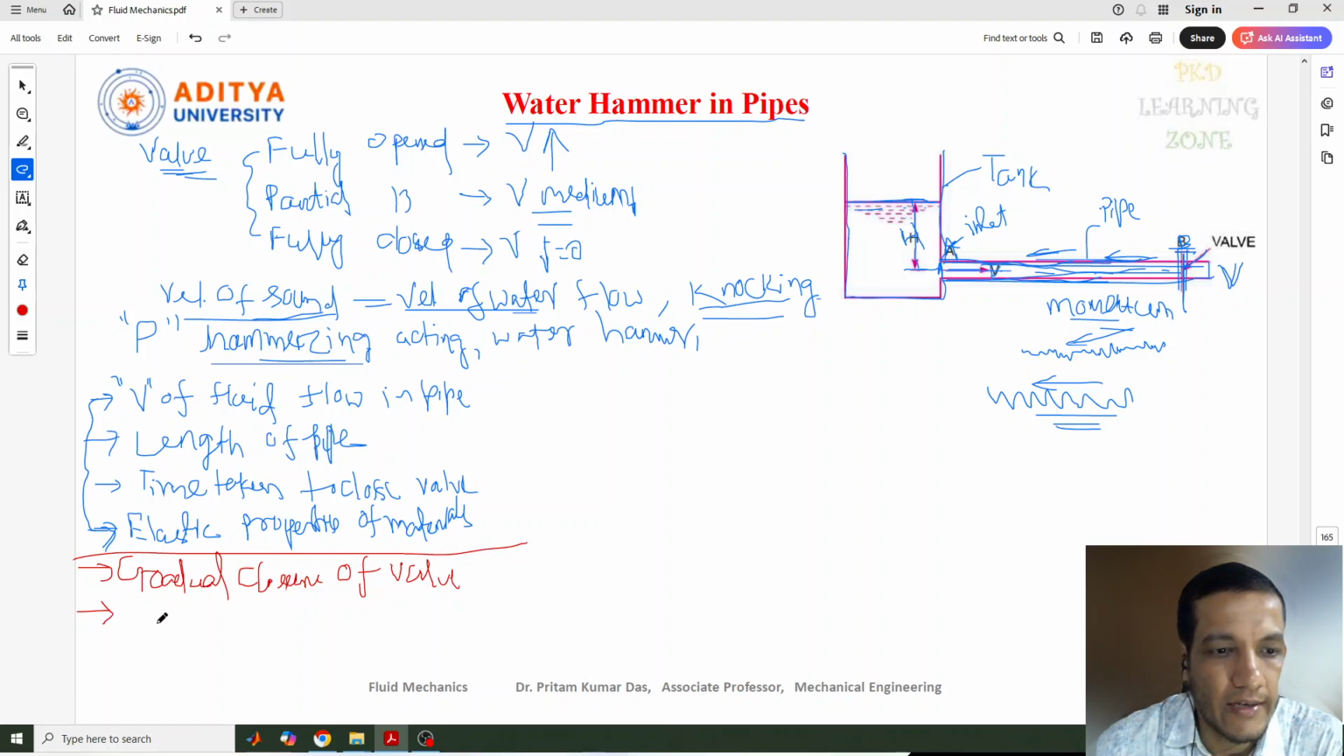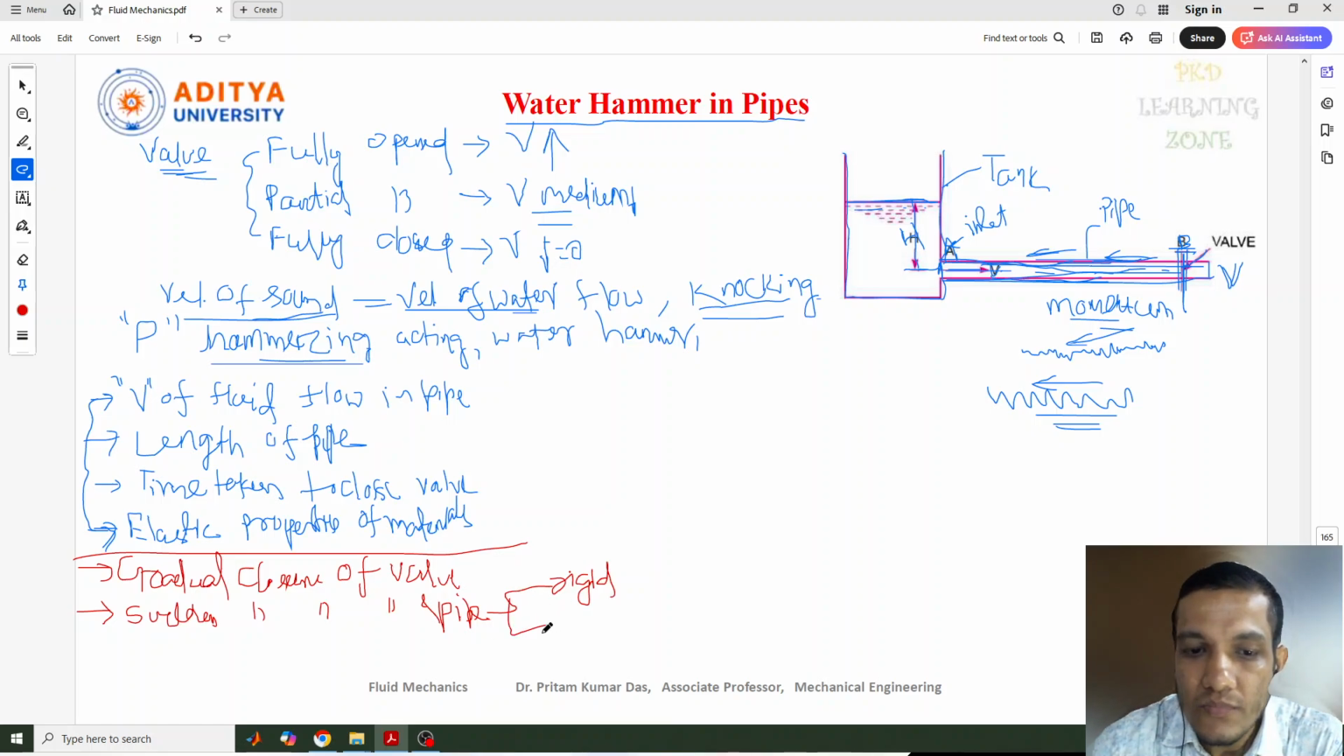And the second one, I can write, sudden closure of the valve, if you are suddenly closing the valve. And also we need to consider the pipe properties. In the pipe properties, two things will be there: whether the pipe is rigid, if it is the rigid condition, what will happen? And if the pipe is elastic, then this is one more condition. So these things we'll discuss in our next lecture, but these are the conditions of that.